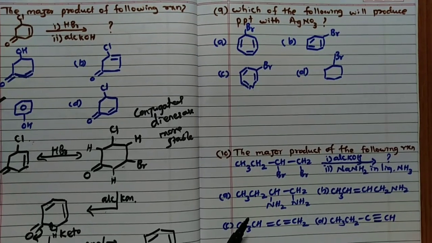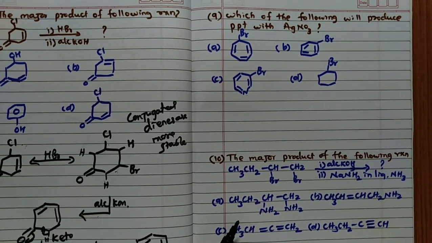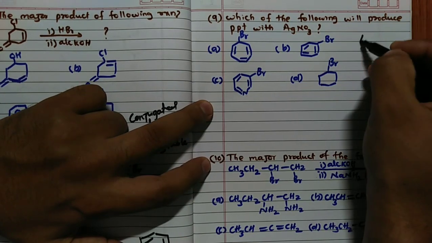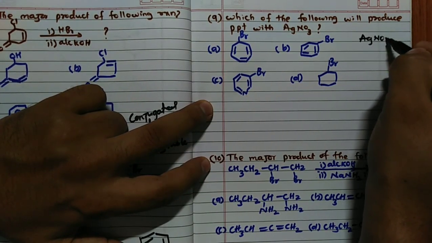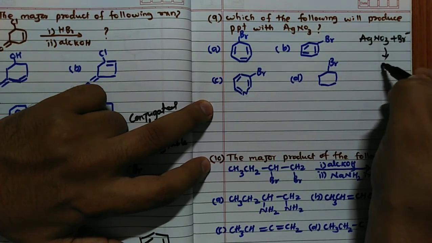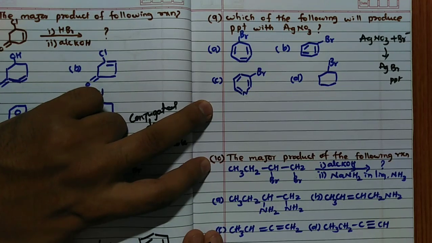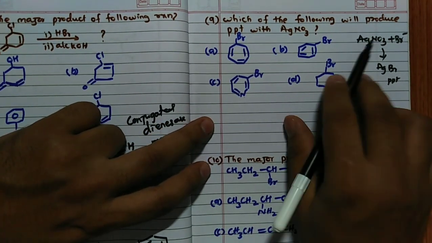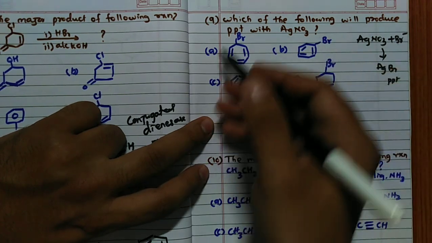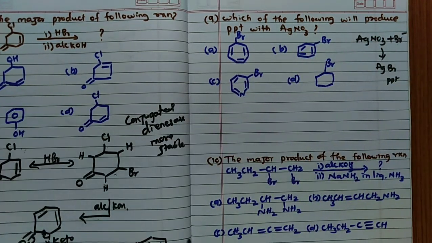Now 9th question. Which of the following will produce a precipitate with AgNO3? AgNO3 reacts with Br minus from all these to form AgBr precipitate. This is the basic thing. So to form this AgBr precipitate, Br minus should be free. Now we will remove Br minus from all these and we will see the stability.